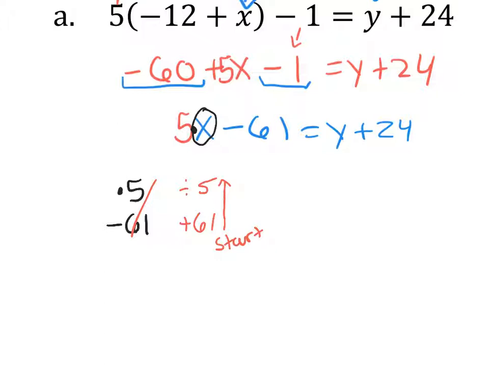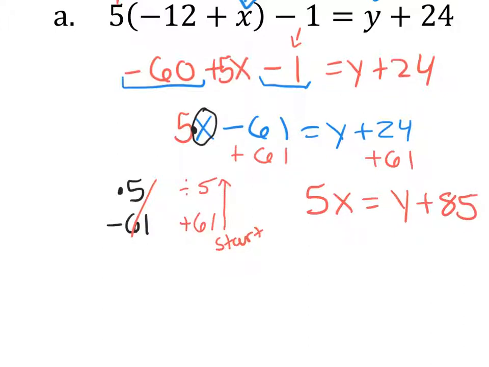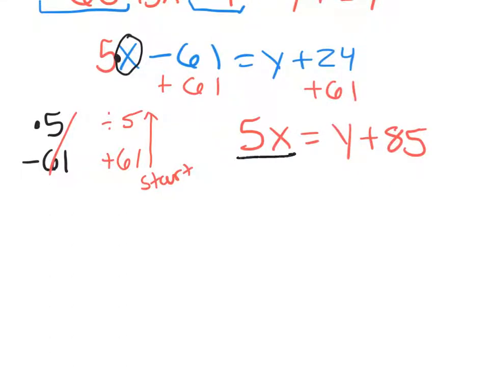So we start by adding 61. When we're adding 61 on the right-hand side, is there any like terms that we can add that to? 24. Yeah, we can add it to the 24. So we'll have 5x equals y plus 85. And then we divide by 5. So now remember, every single thing gets divided by 5.